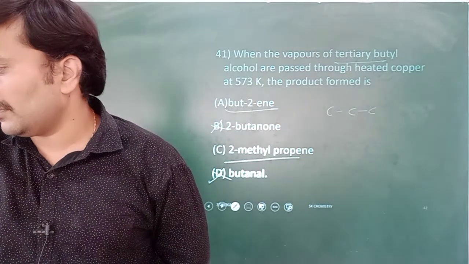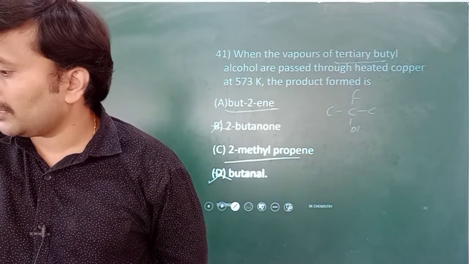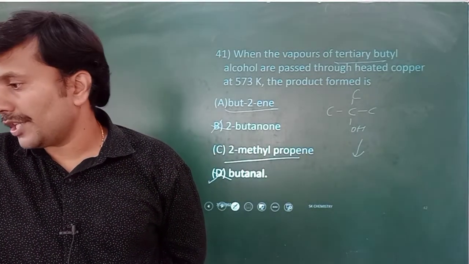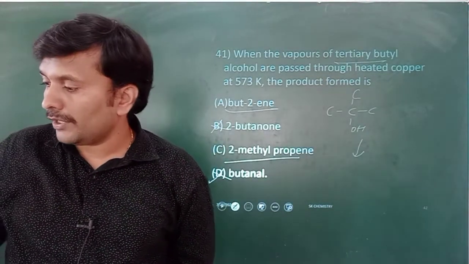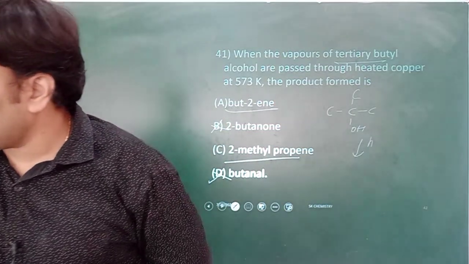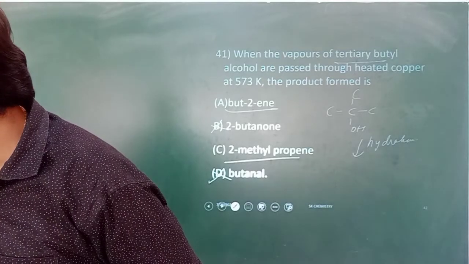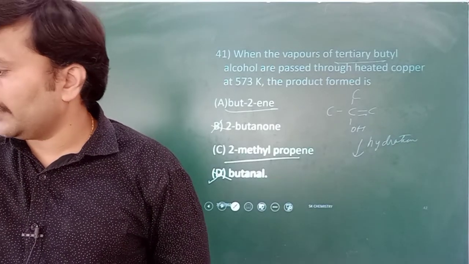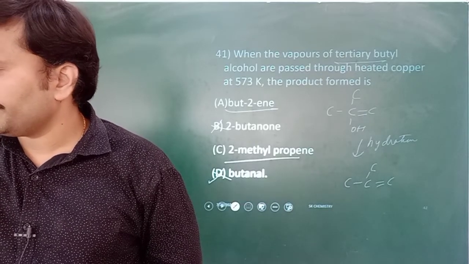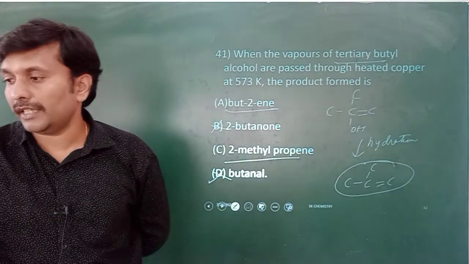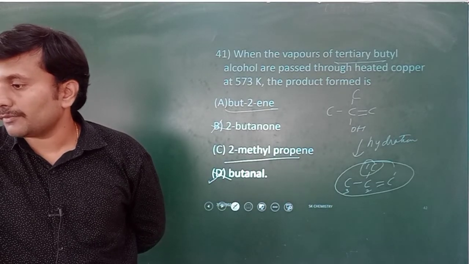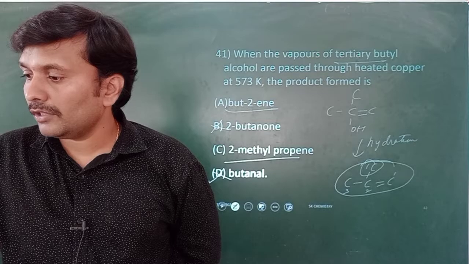So this is butyl alcohol, let me write. In case of tertiary, dehydration happens, removal of a water molecule, and it forms an alkene. Alkene means like this. What is the name of this alkene? 1, 2, 3, this is the substituent group, 2-methylpropene. So it is going to be the third option.